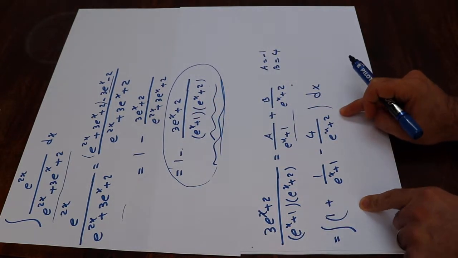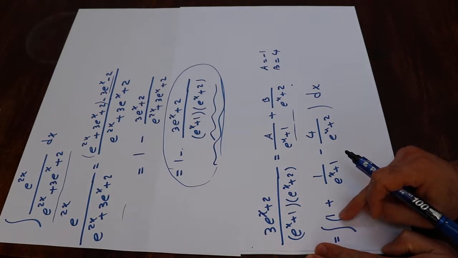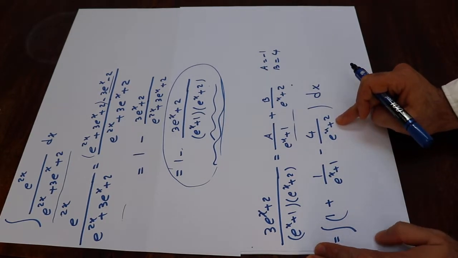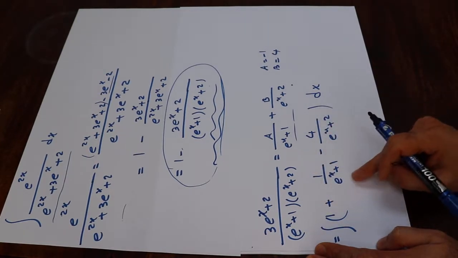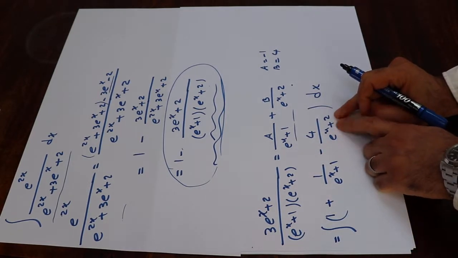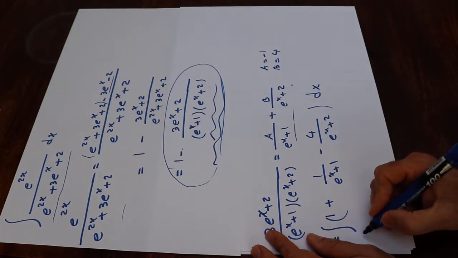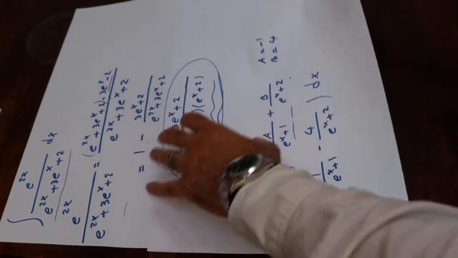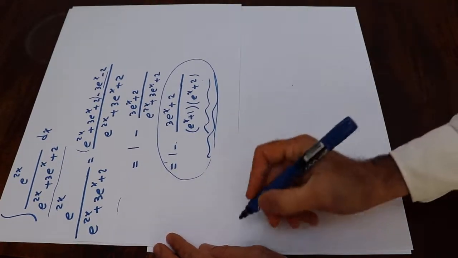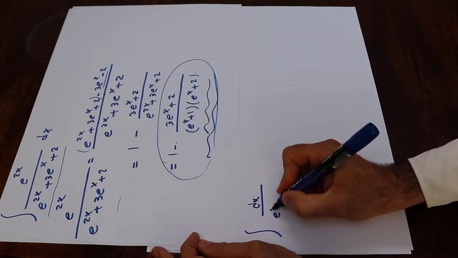Okay, so to solve this integral, the integral of 1 is clear, it is x. We need to calculate the integral of this one, and we need to calculate the integral of the second term. First I show you how to calculate the integral of 1 divided by (e^x + 1). The second one actually is very similar to this term. So let's calculate the integral of dx divided by (e^x + 1).